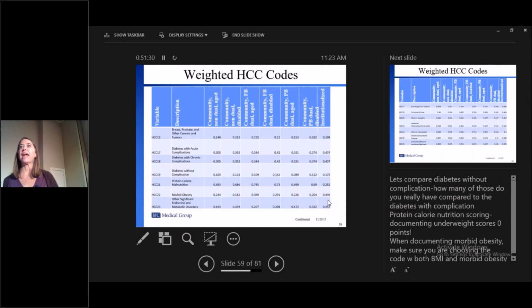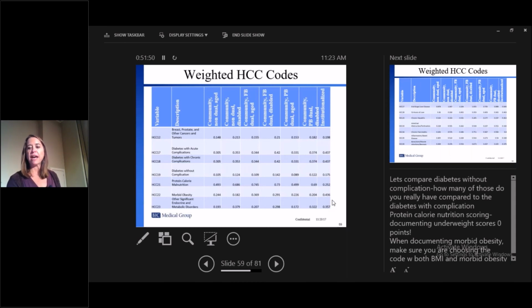When we start adding this up, and I'll show you how this money makes a difference in the end, you'll be able to appreciate how much this is. But I just want you to notice it's 3 times more risk if they have a complication. And it doesn't matter if it's an acute complication or something like chronic kidney disease.